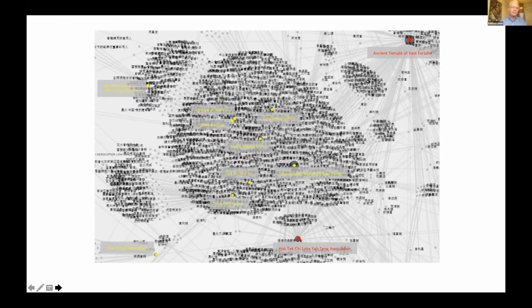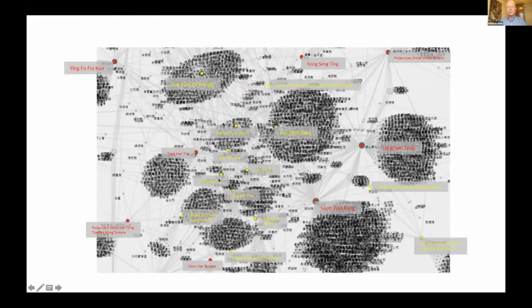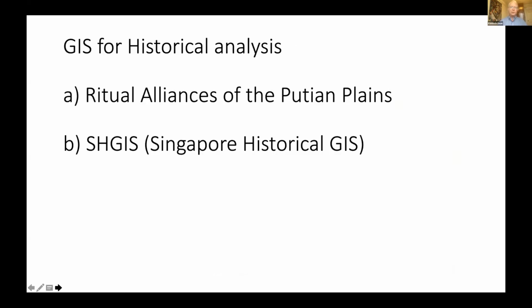Whereas this version coming out of the inscriptions in the Hokkien temples shows a very different pattern, a dispersed pattern, where there's a lot of connections between individual merchants, banks, insurance companies, shipping companies, and so forth. Quite a different pattern emerges from the data representations that we can do with these materials.